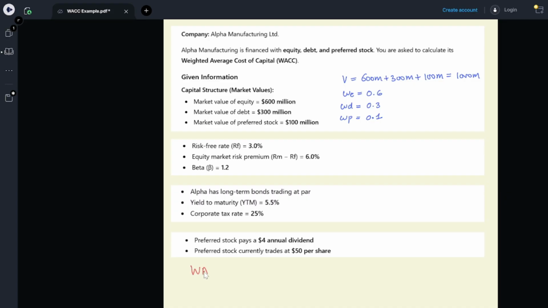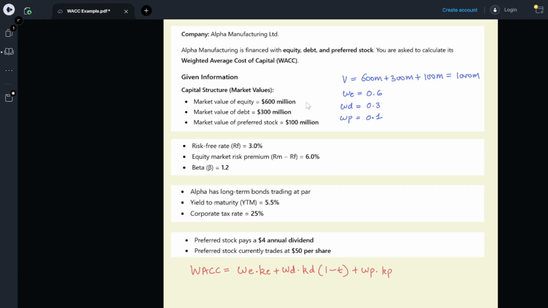Okay, WACC is simply weighting on equity multiplied with cost of equity plus weighting on debt multiplied with cost of debt, 1 minus tax. Interest is tax deductible, that's why the cost of debt has 1 minus t next to it, plus weighting on preferred stock multiplied by the cost of preferred stock. Okay, that's the formula that we're going to use today.